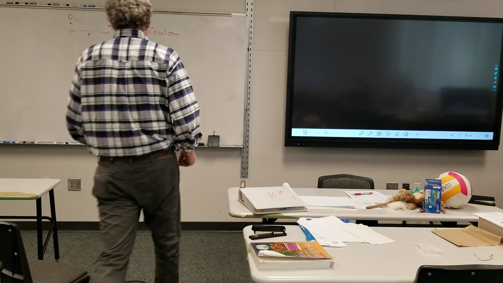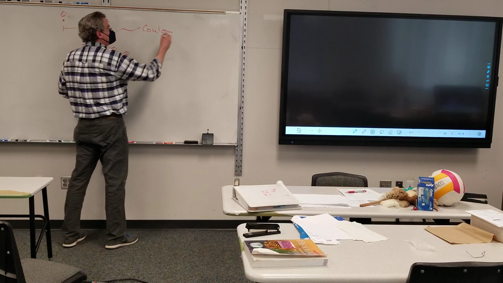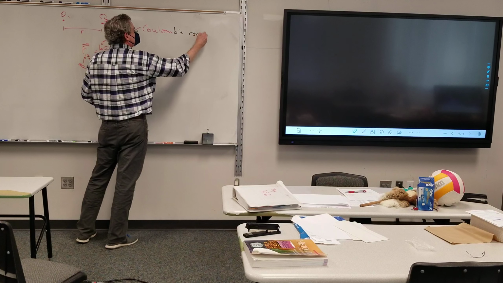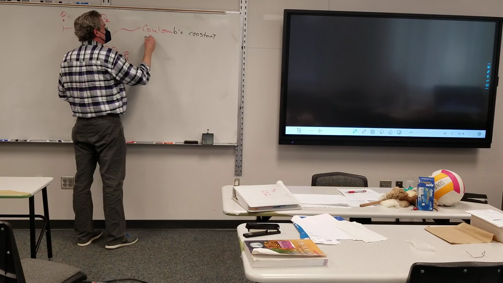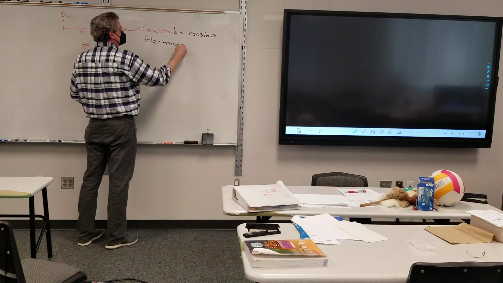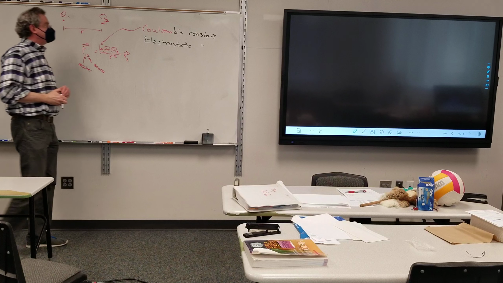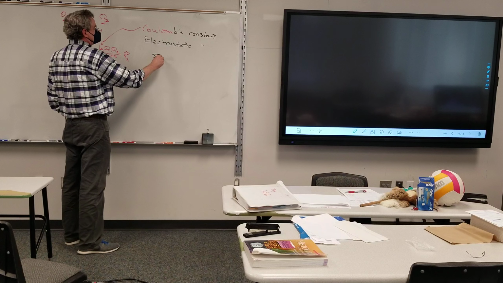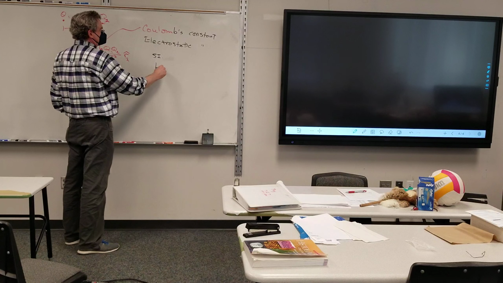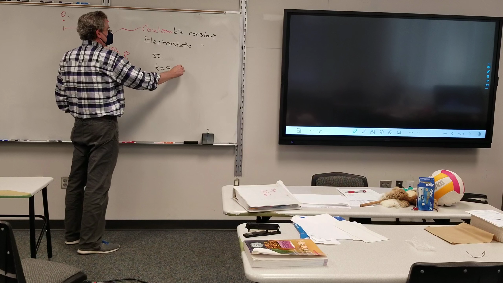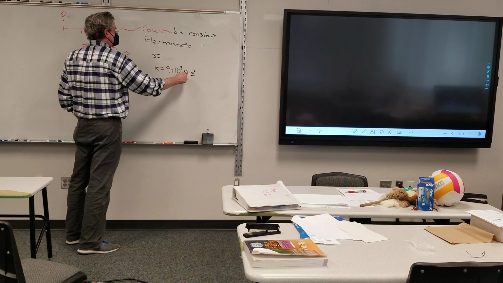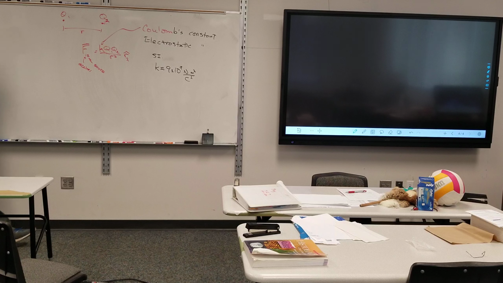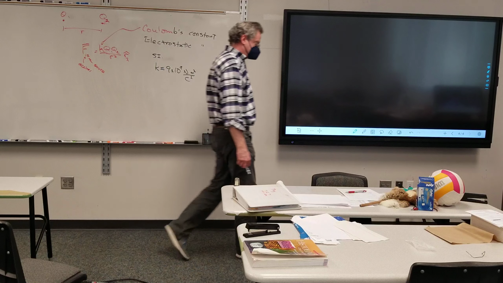It is Coulomb's constant, also called the electrostatic constant. In SI units, K equals roughly 9 times 10 to the 9th newton meter squared per coulomb squared. It's 8.99 times 10 to the 9th if you want to take it out to 3 significant figures.